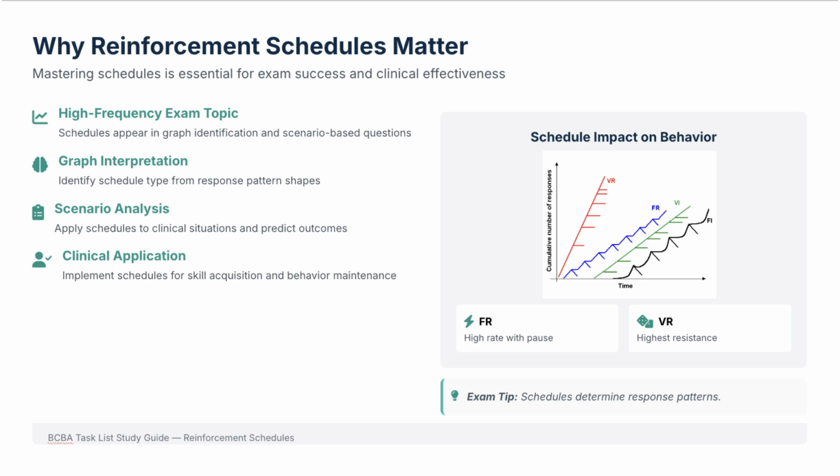Reinforcement schedules are not just theoretical constructs. They directly determine response patterns. On the BCBA exam, schedules frequently appear in graph identification questions and applied scenarios. You are often asked to determine the schedule based on response rate, pauses, or pattern shape. Clinically, schedules influence acquisition speed, fluency, and maintenance. For example, ratio schedules generally produce higher response rates, while variable schedules increase resistance to extinction. So the key principle is this: schedules shape behavior patterns. With that foundation, let's clarify the core concepts we must master.